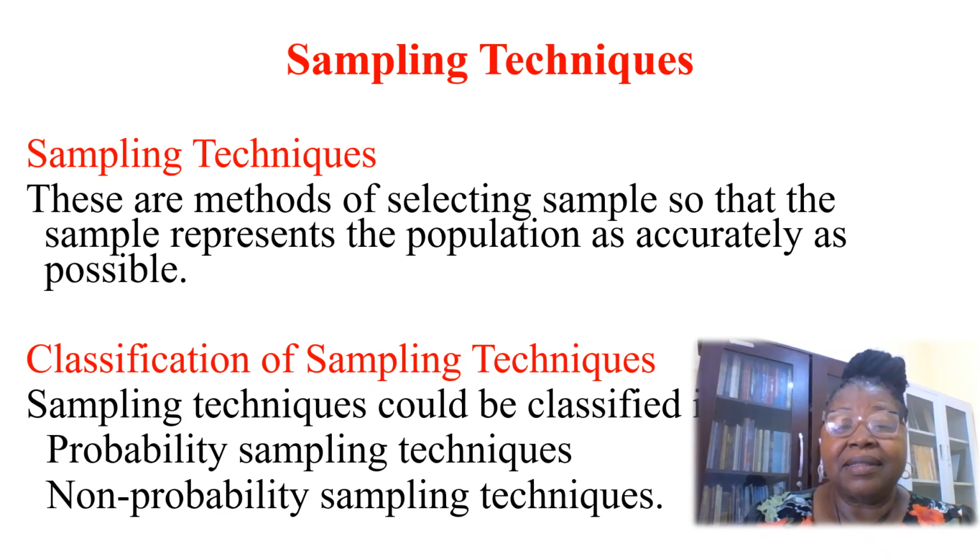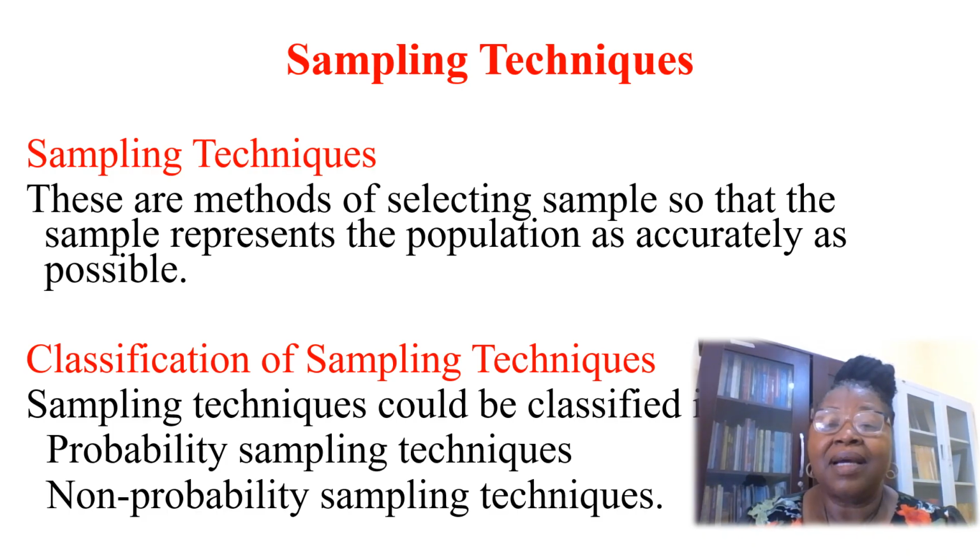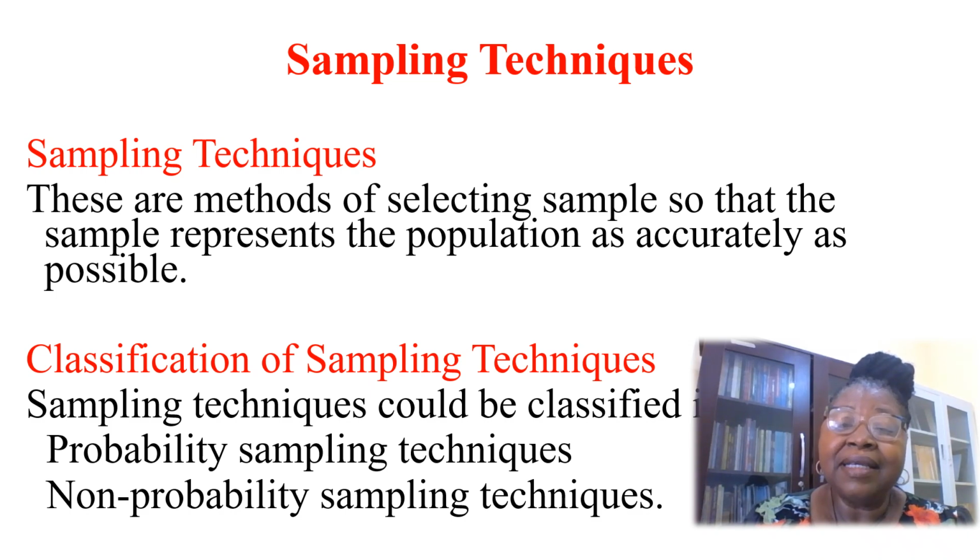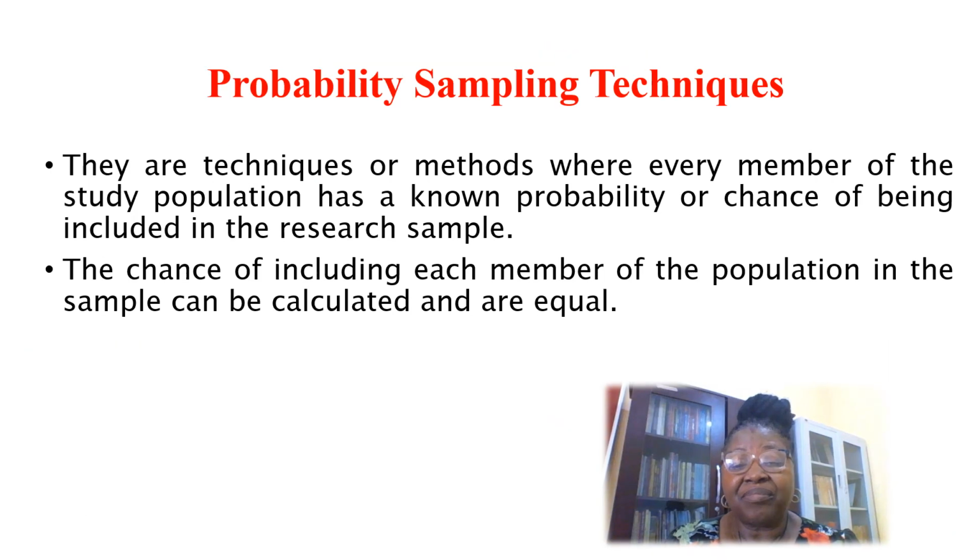Sampling techniques. These are methods of selecting sample so that the sample represents the population as accurately as possible. We classify sampling techniques into two. We call some probability sampling techniques and some are non-probability sampling techniques.